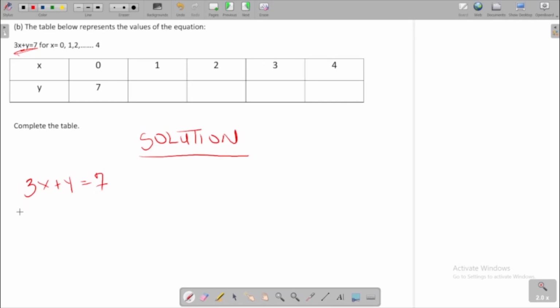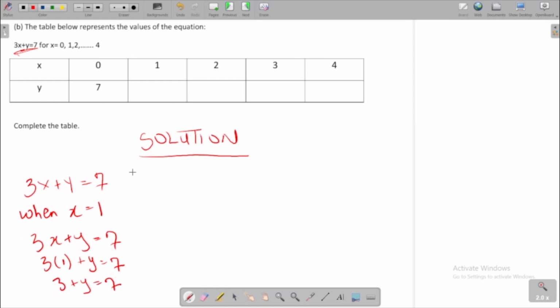When x is equal to 1, that means whenever you see the x, you input 1. 3x plus y is equal to 7. So 3 times 1 plus y is equal to 7. 3 plus y is equal to 7.